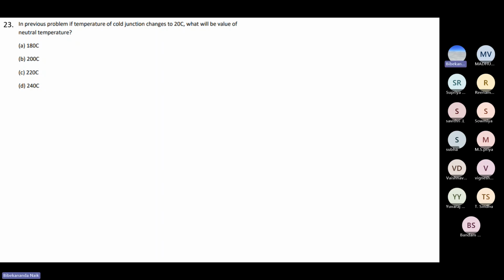If you talk about neutral temperature for a particular thermocouple, the neutral temperature always remains constant. In the previous case, the neutral temperature was 200 degrees Celsius. So in this case also, the neutral temperature will not change. It will remain fixed. It is constant, which is 200 degrees Celsius.